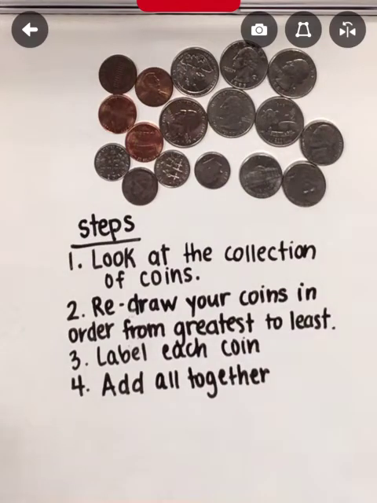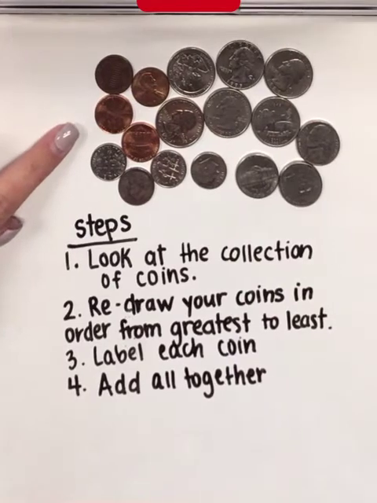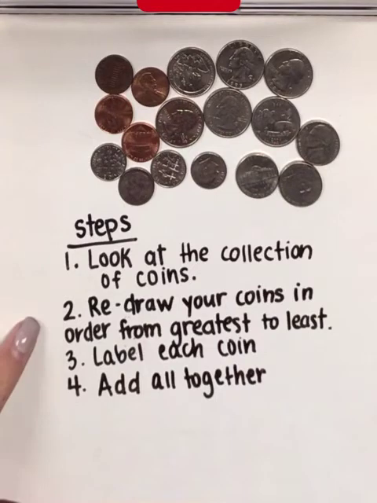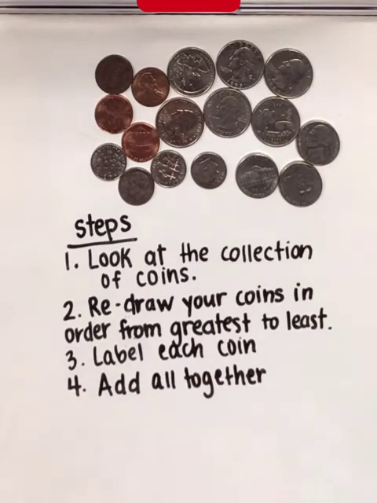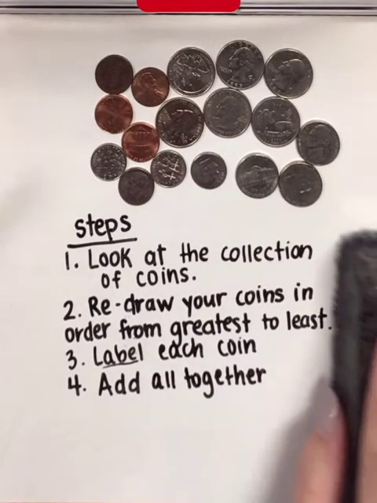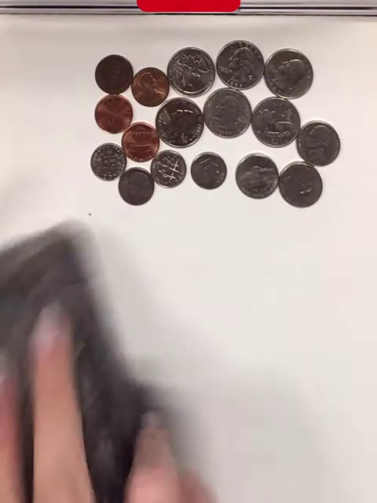All right, so let's look at our next example here. You see our collection of coins, but before we dive into looking at our collection of coins, let's revisit our steps. The first thing we need to do is look at our coins. The second thing we need to do is redraw our coins in order from least to greatest. We have to make sure we label each of the coins with their value, and then we're going to add our collection together. So let's go ahead and get started.